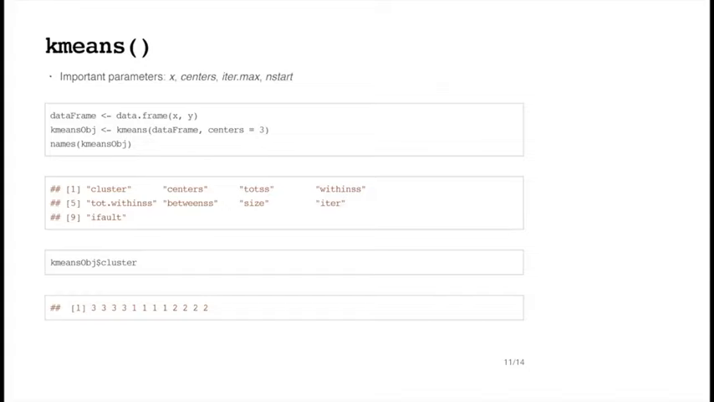So in R, the kmeans function is the function that we use to implement the kmeans algorithm. I can demonstrate it using a simple data frame with just 2 dimensions. I called kmeans on the data frame, and I tell it there are 3 centers, so 3 centroids. What kmeans returns is a list with a number of different elements in it. Probably the most important element is the cluster element.